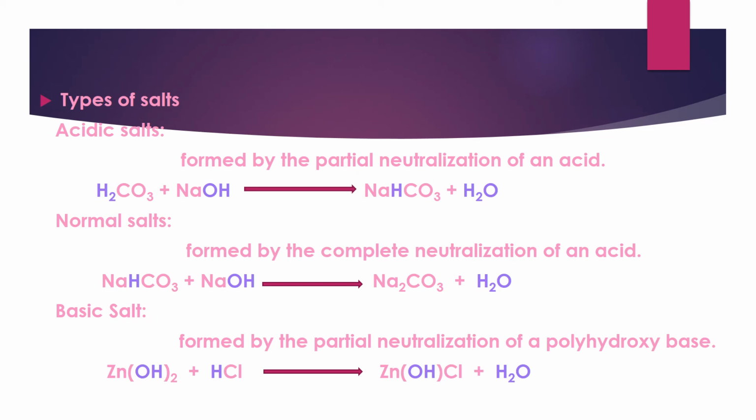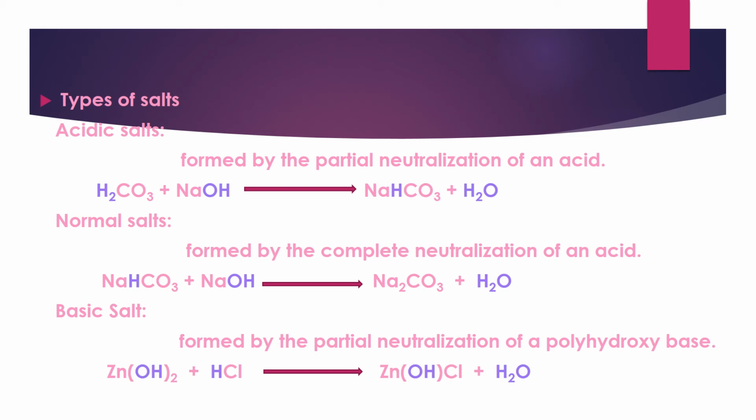Second example is of the normal salts. Normal salts are formed by the complete neutralization of an acid. Just like you can see here, sodium hydrogen carbonate salt has one replaceable hydrogen atom in it. When this one replaceable hydrogen atom is removed by some metallic atom, just like the sodium atom from sodium hydroxide, then the product is sodium carbonate. This sodium carbonate doesn't contain any replaceable hydrogen atoms, so sodium carbonate is considered a normal salt. So normal salts are formed by the complete neutralization of an acid.